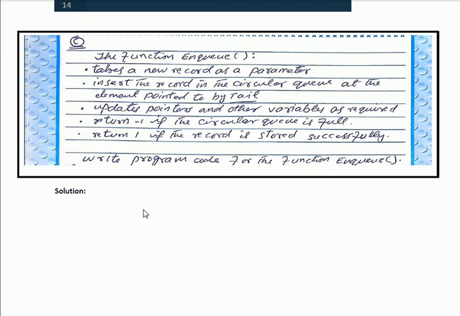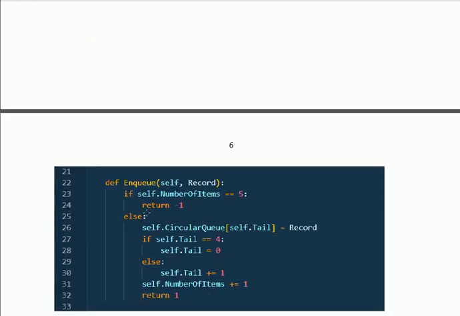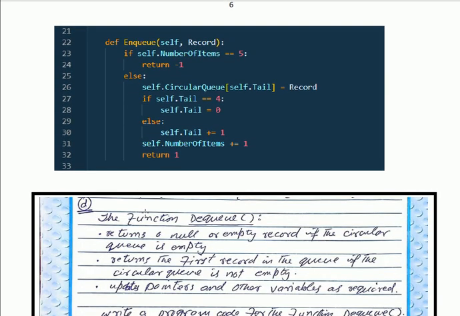So we shall write the code for the function Enqueue. Enqueue means insert the record in the queue. In this case, we shall define the function Enqueue. We are passing two parameters. Self is about the class and record is the parameter that we shall use. If self.number of items is equal to 5, return -1. Else, circular queue at self.tail equals record.